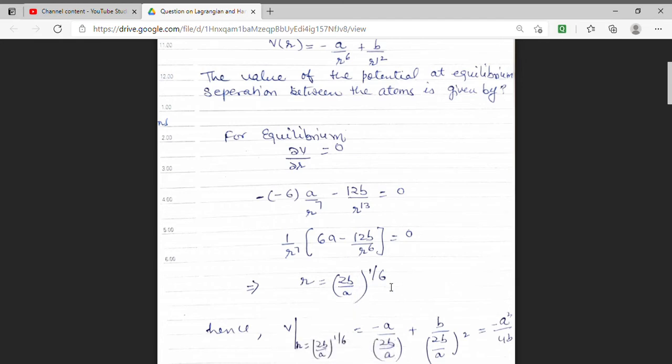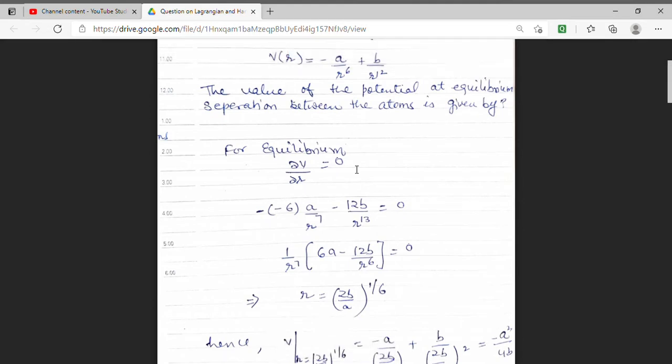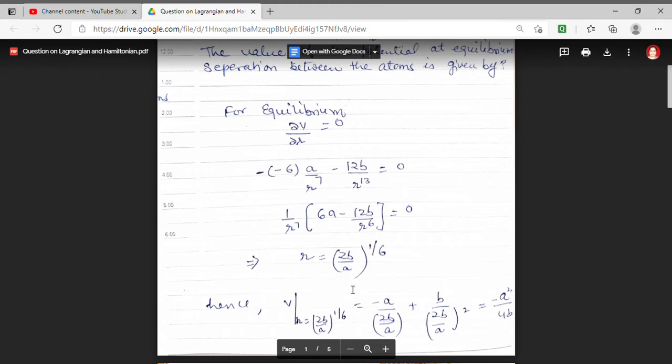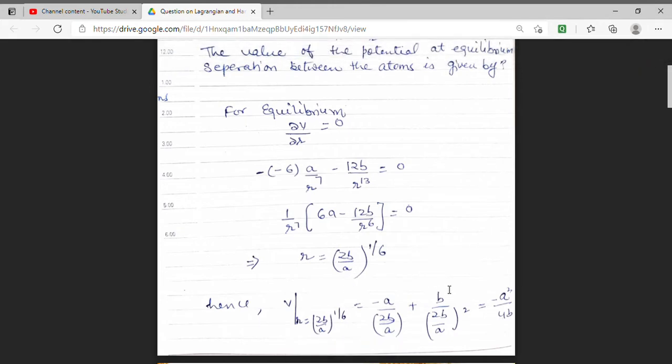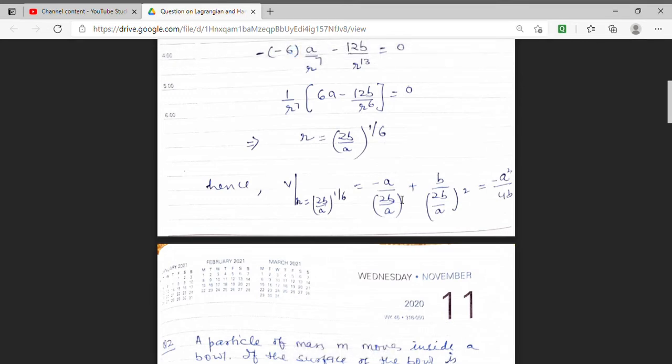I have to find the value of V. So in the value of V, instead of r, I have to put (2b upon a) raised to the power 1 by 6. Substituting the value, I get the value of potential energy as minus a square upon 4b. So this was a basic concept of equilibrium position, that means the position at which V must have an extremum value, so its derivative must be equal to 0.